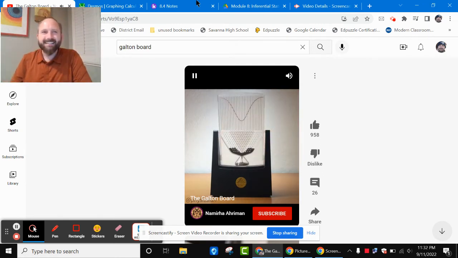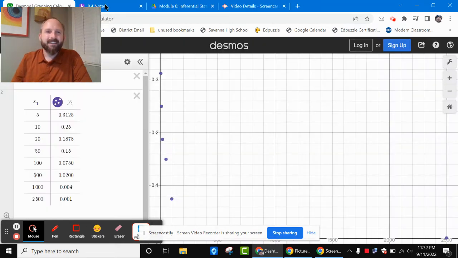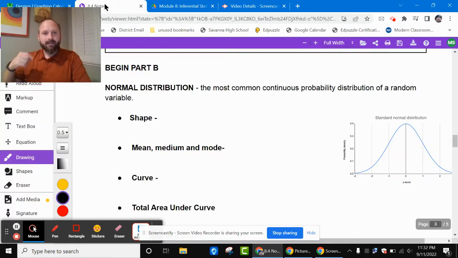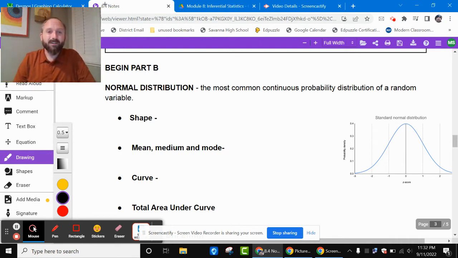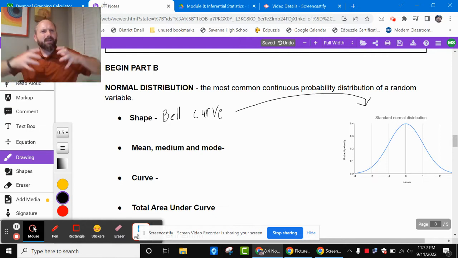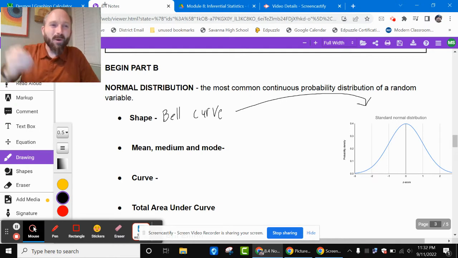So let's go on. Let's go to the 8.4 notes. So the normal distribution is going to look like a bell curve. It's going to look like this right here. Here's this bell shape. Now some bells are going to be wider, some bells are going to be taller. It just depends.